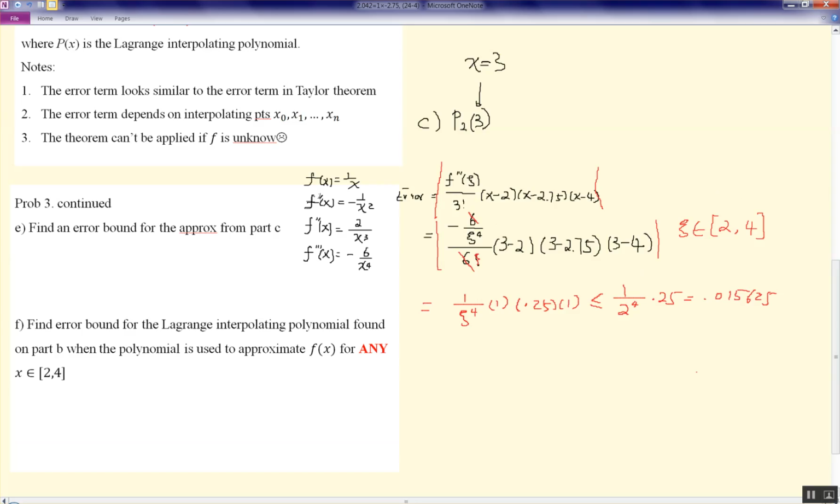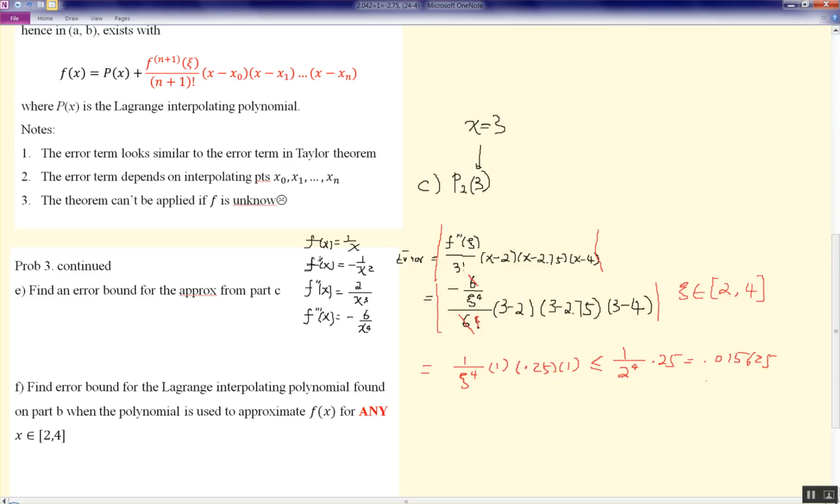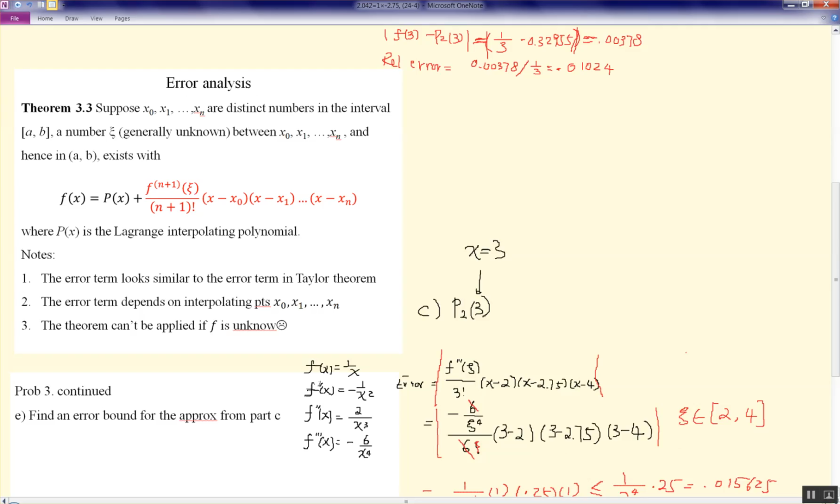Let's do a quick comparison, if you can recall. Right here, I have the screen showing both. The first one is the absolute true error, 0.00378. On the bottom, right here, is the error bound. So you should not be surprised the true error is always less than the error bound. That's why we call it an error bound, right? So this is part C.